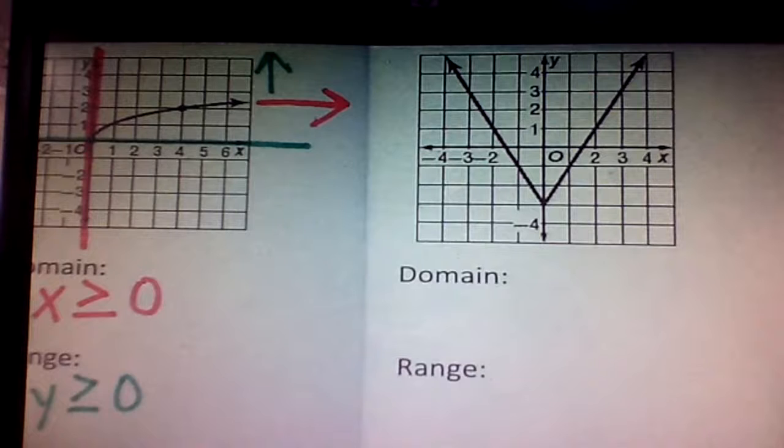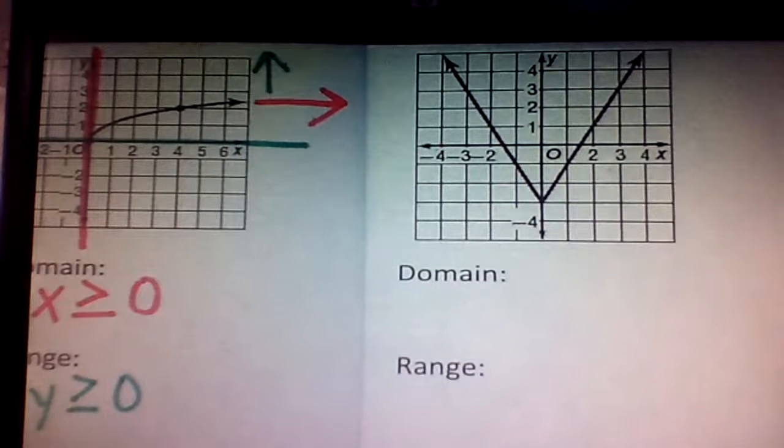You're not going to learn about these functions until Math 3. This is a picture of an absolute value equation.